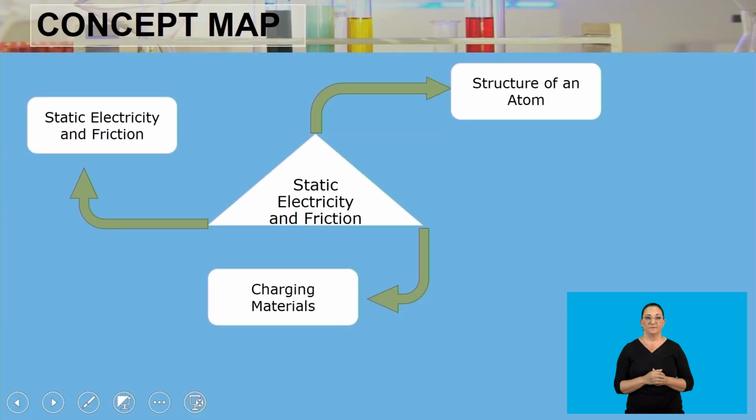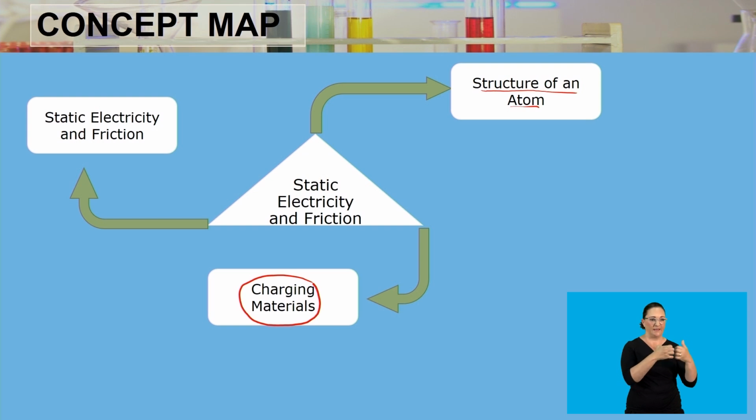Welcome back, learners. So now we're just going to do a quick recap of what we went through throughout this lesson. And to start, we said we are going to look at the main idea being the static electricity and friction. And through that and within that, we started by looking at the structure of an atom. We further went on to look at how we're charging materials that are neutrally charged. And then lastly, we looked at the static electricity and friction.